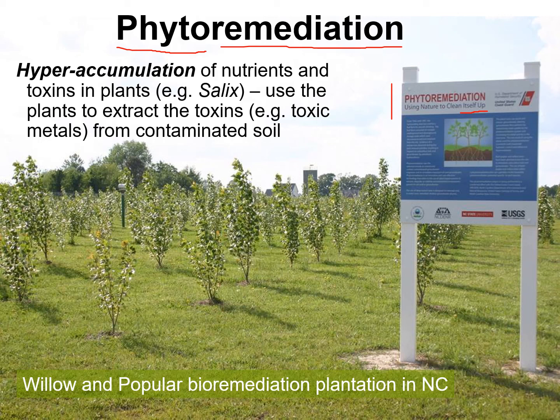So they can hyperaccumulate various toxins, heavy metals, for example, and some plants are particularly good at this. Willows and poplars, of the genus Salix, are really good at extracting toxins from contaminated soil and then concentrating them into plant tissue, which can then be removed from the soil, taken away, and incinerated, for example, and then the flue on the incinerator can capture those toxins. So it's a way of transporting them and making them into a more manageable form.